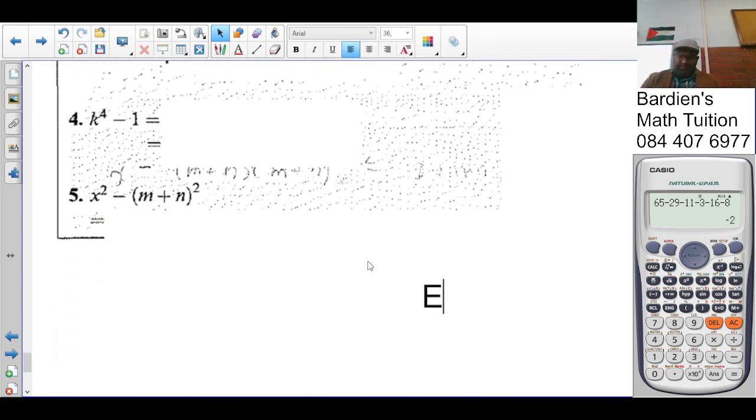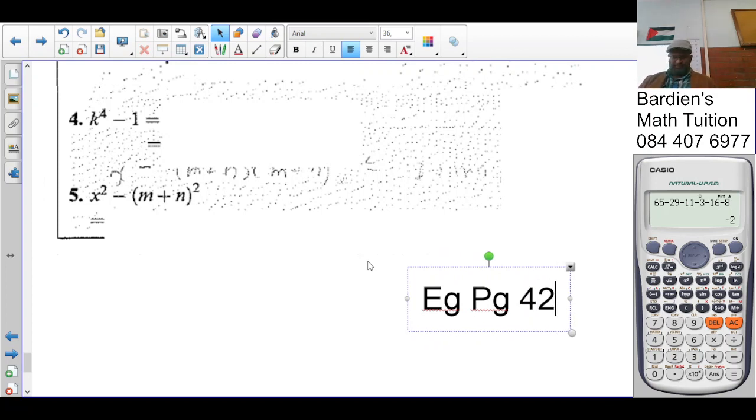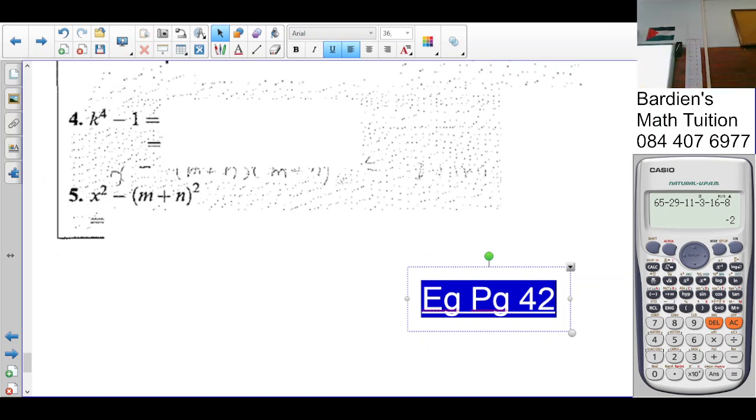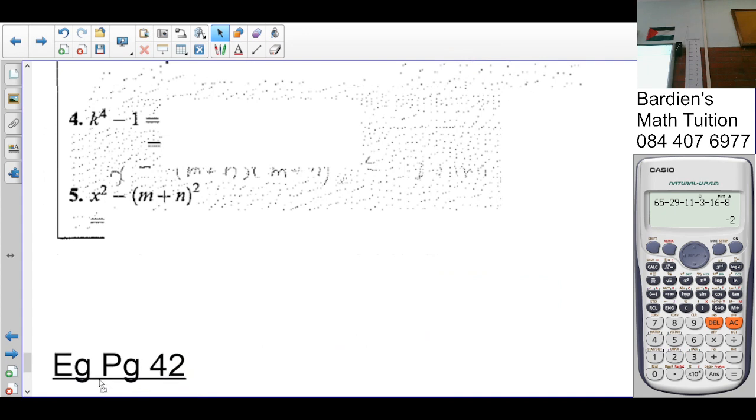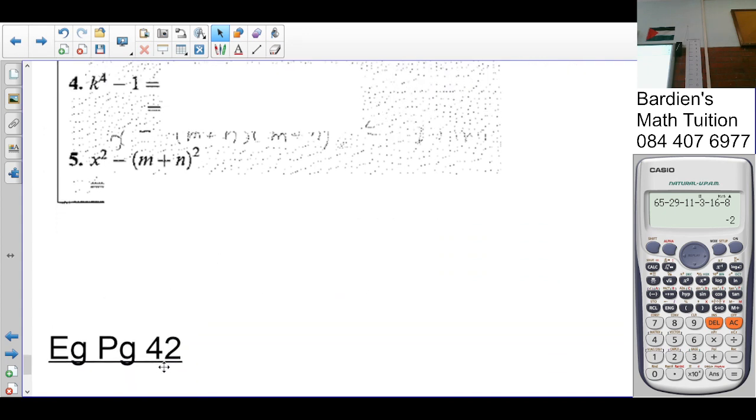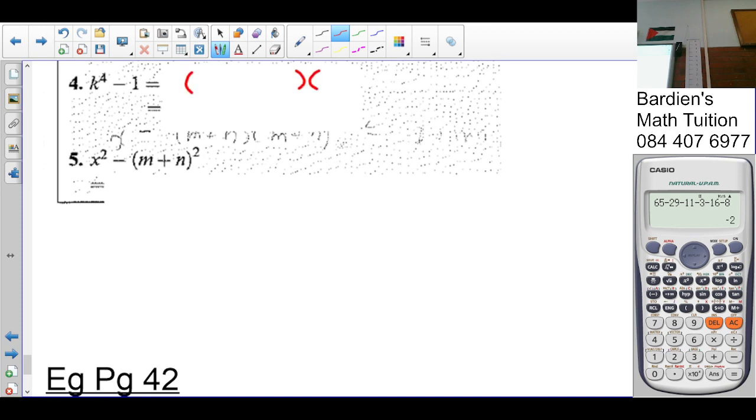These are the examples on page 42, no? Okay. Number 4. What is the square root of k to the power 4? It will be k squared. Square root of 1? 1. So this would simply be k squared plus 1, k squared minus 1.